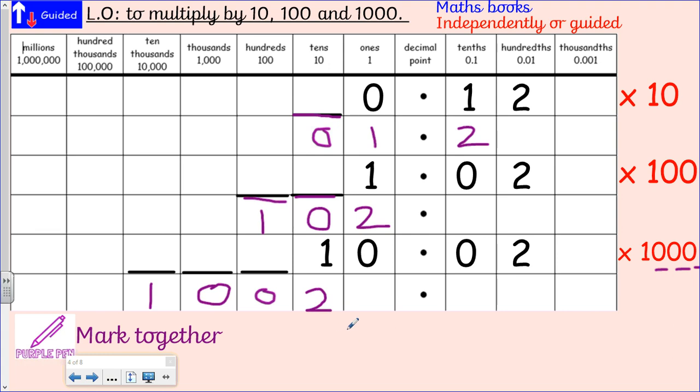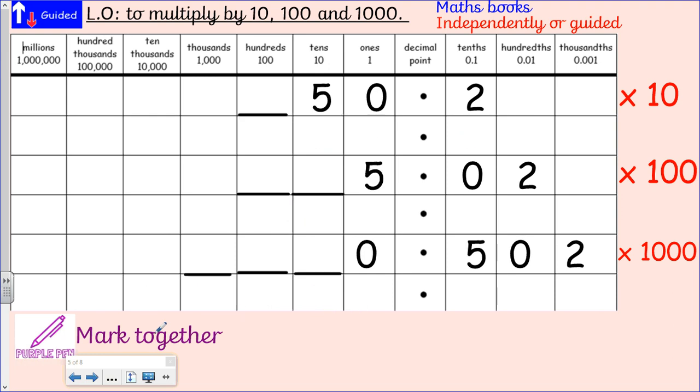Now, again, think about this. We got the ones column here. If I put no digit in this box, I've got 1,002. But 1,002 is not the answer. Okay, I've just popped the comma in to help you read that. So we've got 10,020. So 10.02 times 1,000 is 10,020. Okay, see what's next.